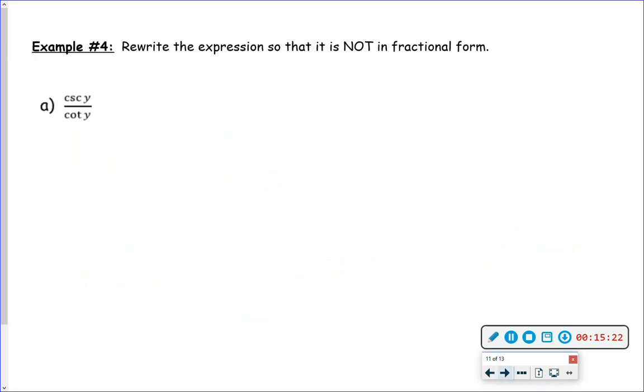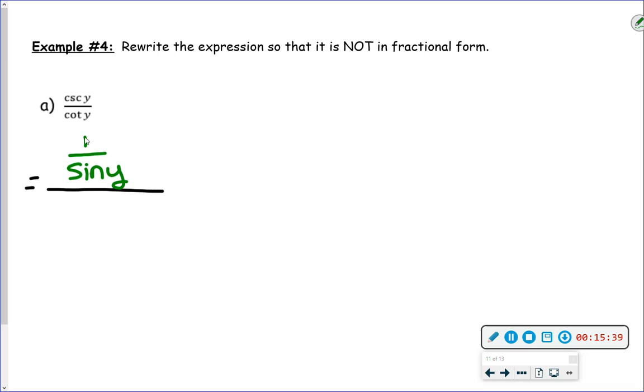All right, last 2 fraction problems. Rewrite the expression so it's not in fractional form. So we got to get the fraction out. So again, identities. Cosecant, of course, is 1 over sine. So off the identity sheet, that's why I'm writing it in green.